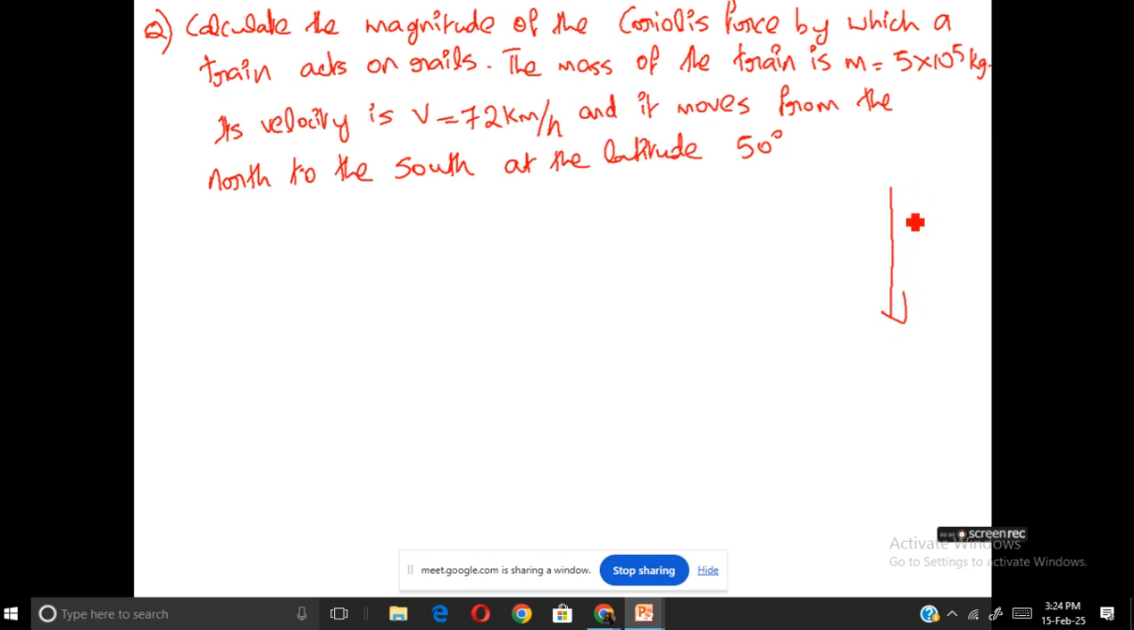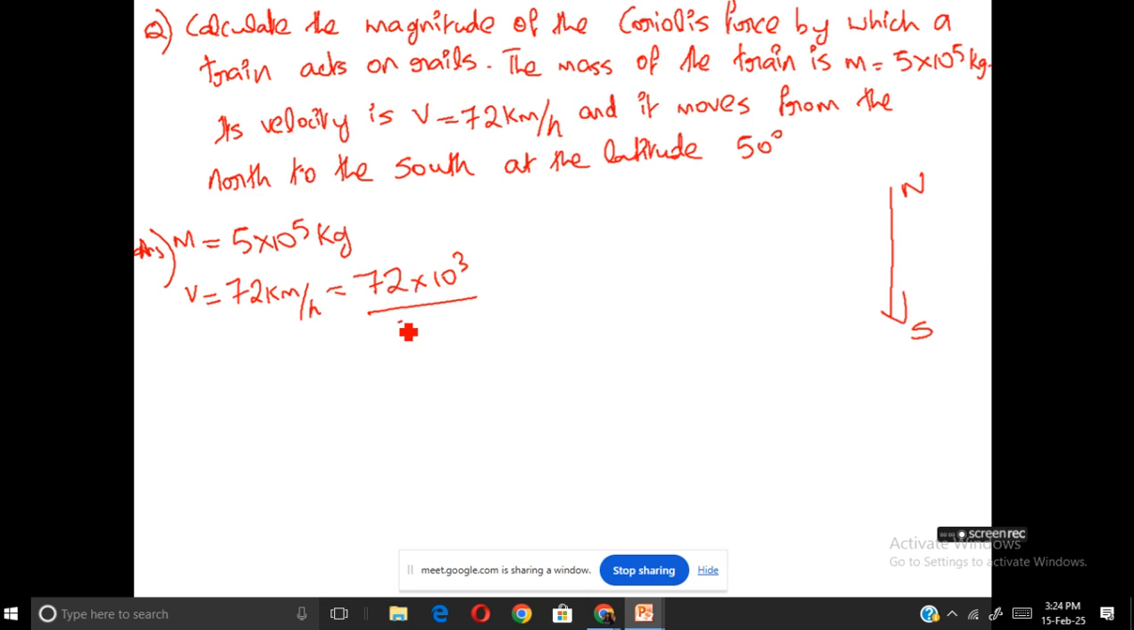So in this case, now the train is moving from north to south. We know the mass of the train, which is given as 5 into 10 raised to 5 kilogram. V is given to be 72 kilometer per hour, which is 72 into 10 raised to 3 divided by 3600 meter per second. Then phi is given as 50 degrees. We need to find the Coriolis force.